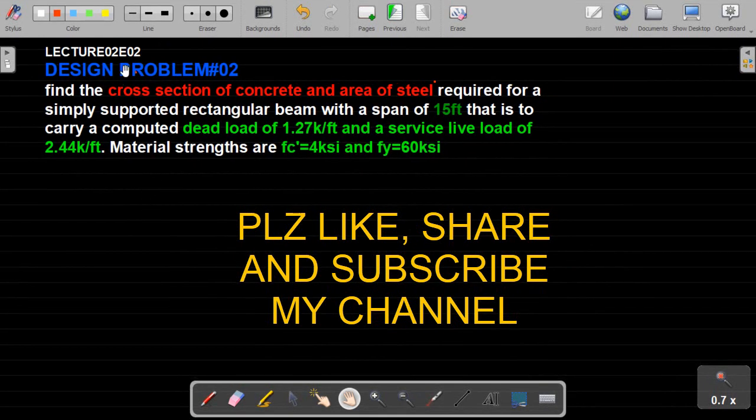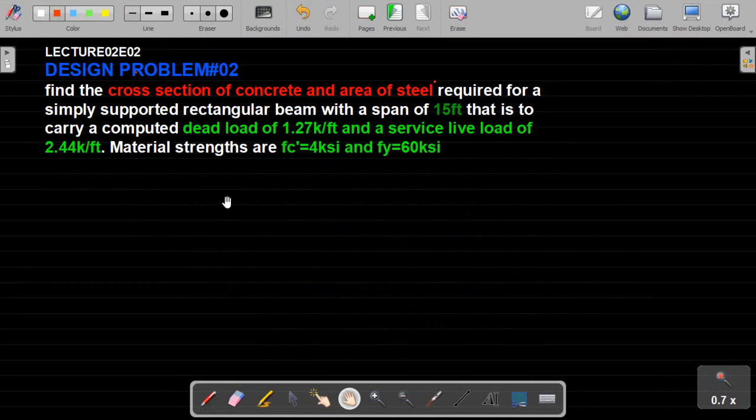Welcome back in lecture 02, example 02. Students, we have a new example. As you can see here, let me read the example. Find the cross section of a concrete and area of steel. So this means that this is a design example, right? And it is required for a simply supported rectangular beam with a span of 15 feet, right?